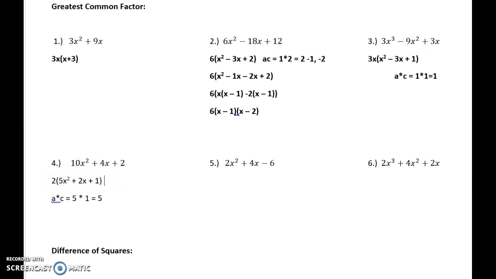All right, let's go to number 5. Pause the video, see if you can factor 2x squared plus 4x minus 6. See if you can do that one on your own, and then we'll come back together.